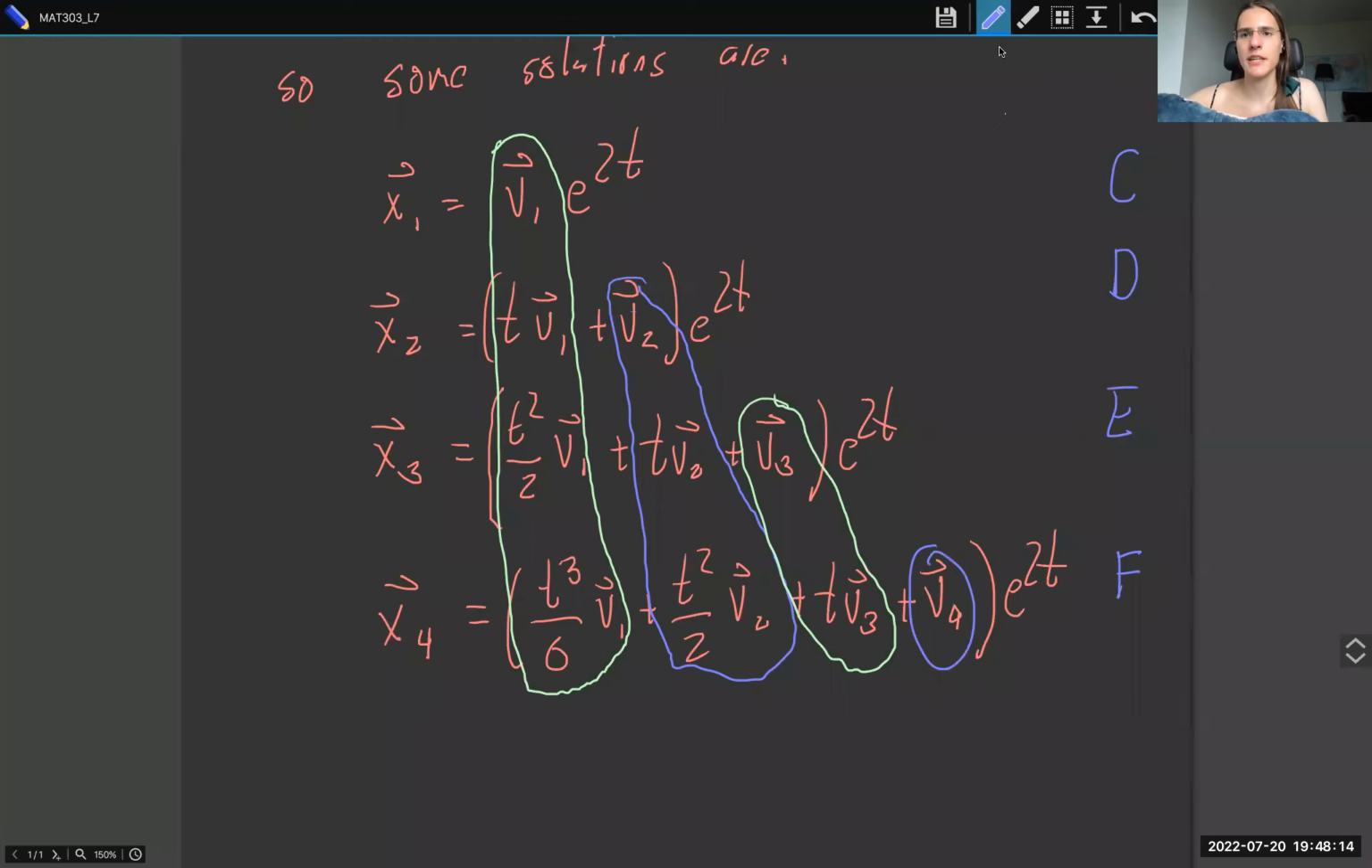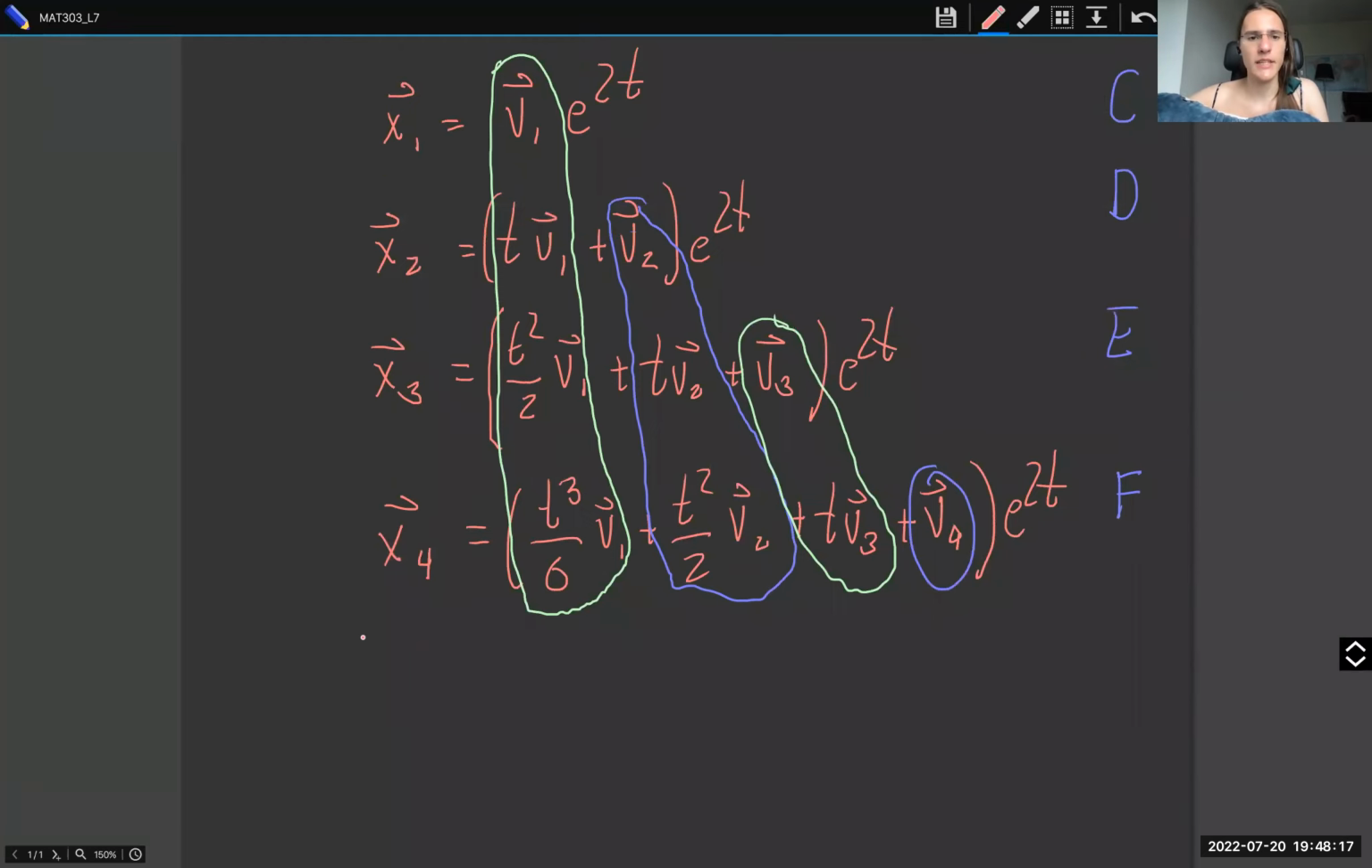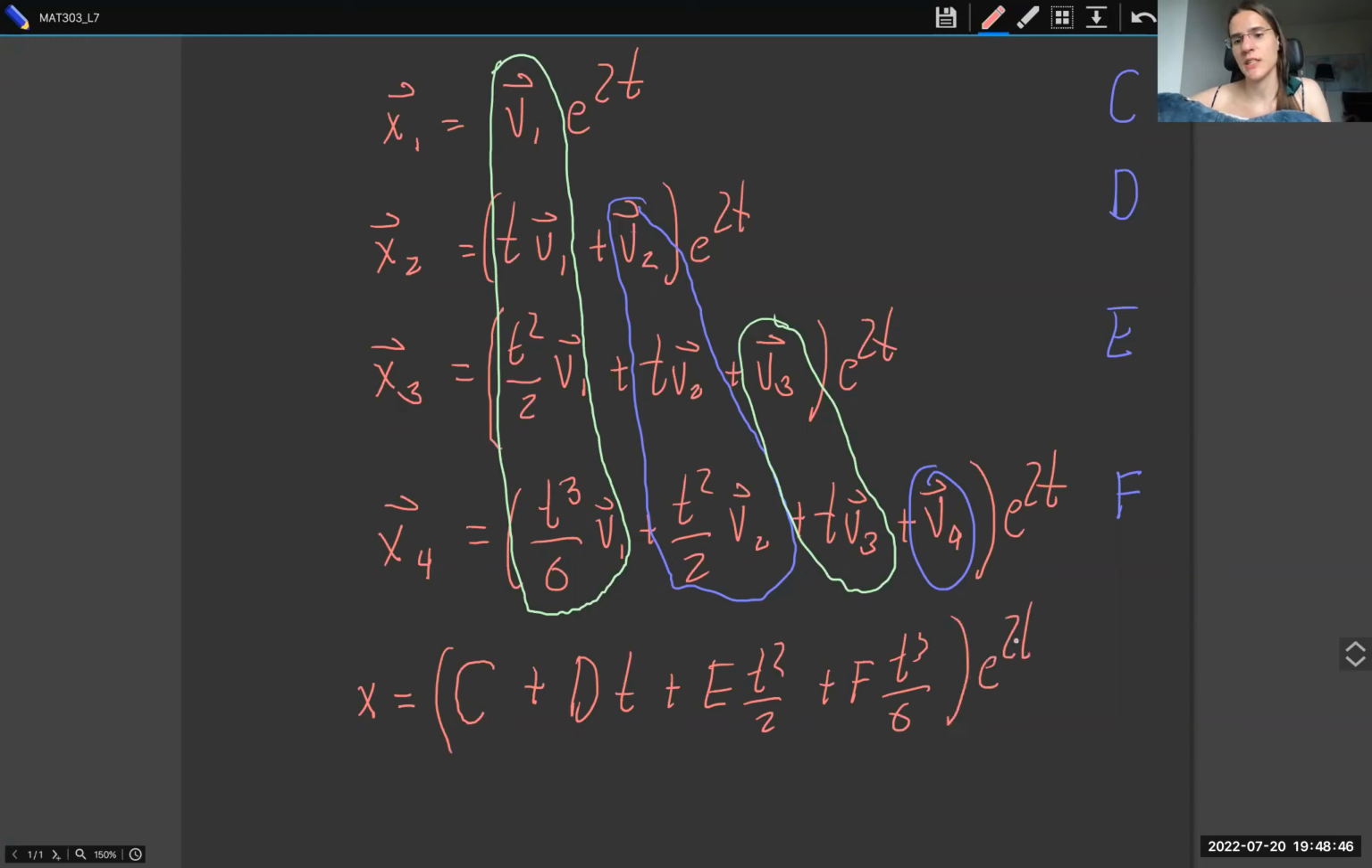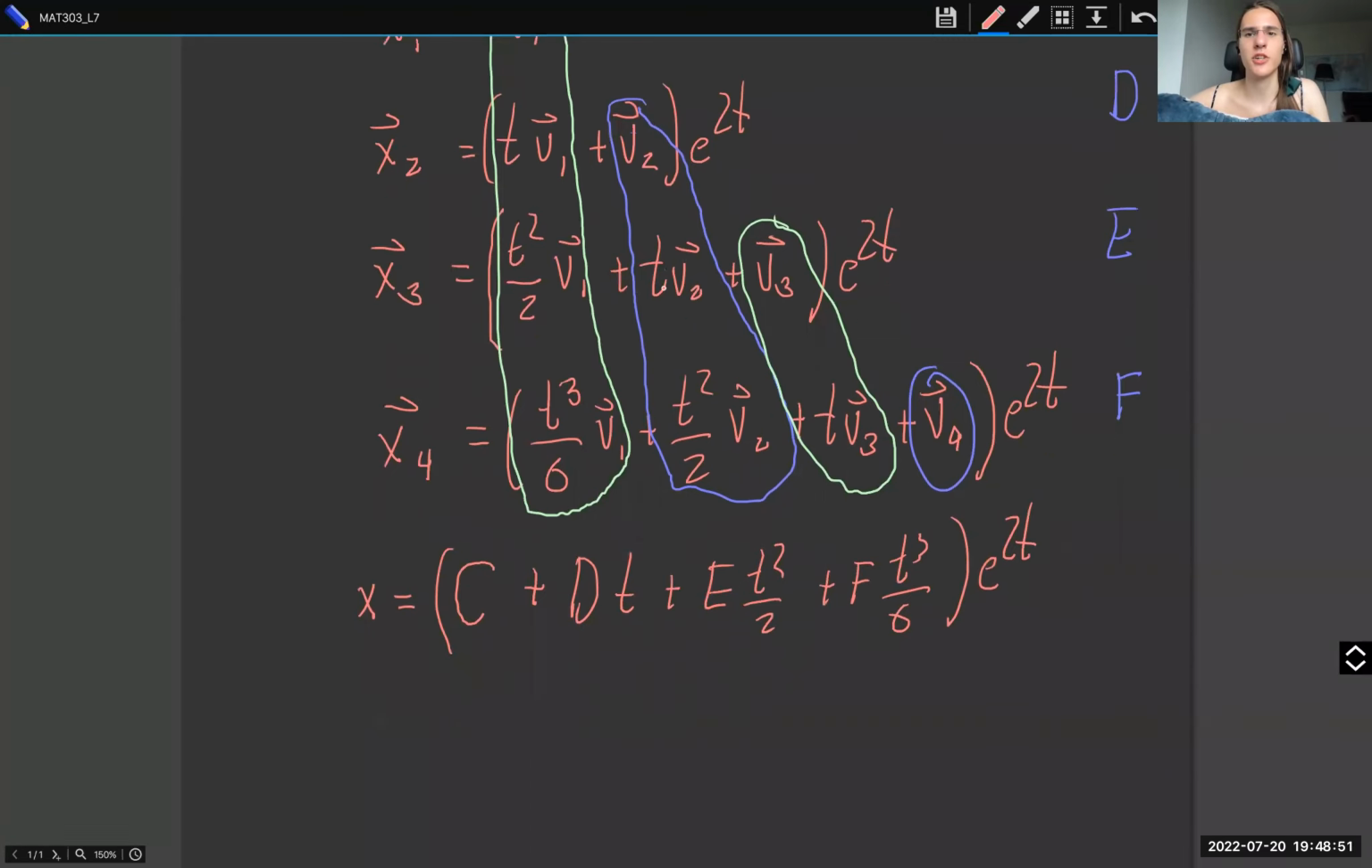So if we combine all of the data together, what we're going to get is that x is equal to, so there's going to be an e to the 2t, but it's going to be c plus dt plus e t squared over 2 plus f t cubed over 6, times e to the 2t. And now we don't care about x1 anymore because it doesn't contribute. Only these are going to contribute to the next position.